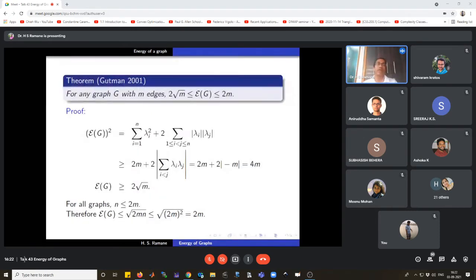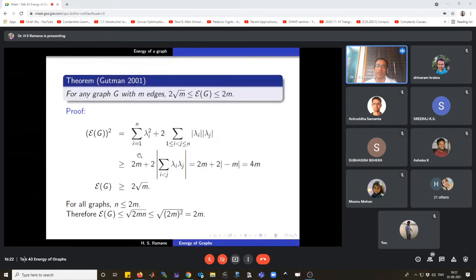Another one is given by Goodman, in terms of the number of lines. The energy of G lies between 2 times square root of m and 2m. So again, start from here. Energy of G square can be written as the sum of lambda square plus 2 times the sum of lambda i lambda j. And this second sum can be written as greater than or equal to 2 times the mod of the sum of lambda i lambda j. Correct? This mod can be taken outside the summation.